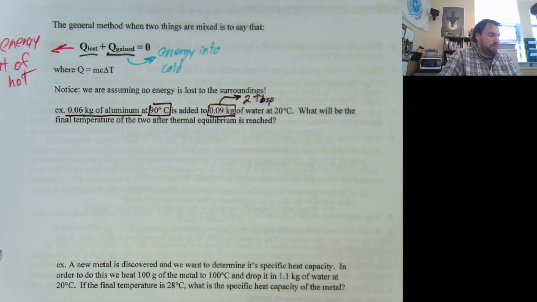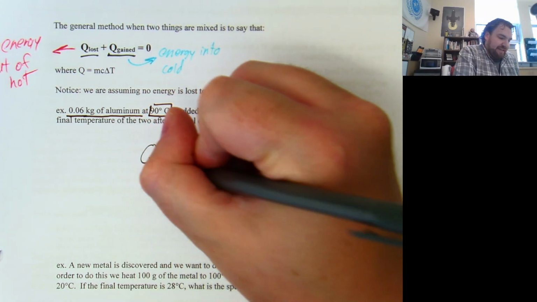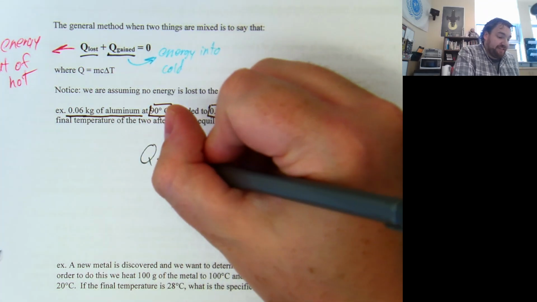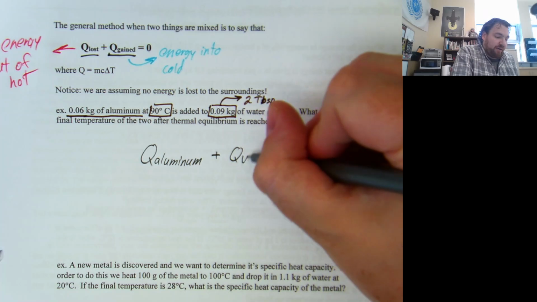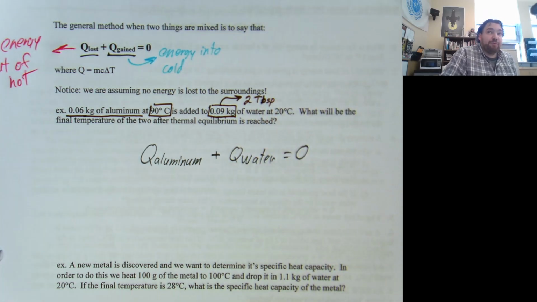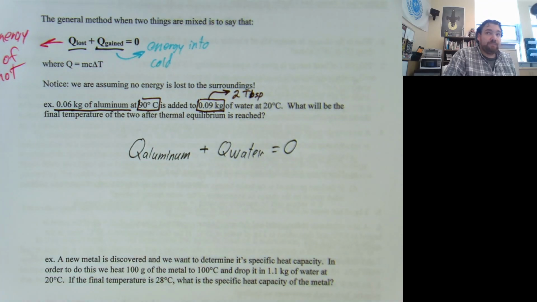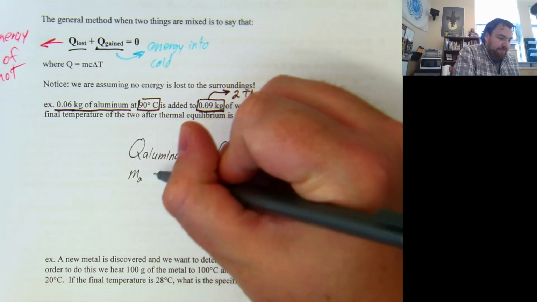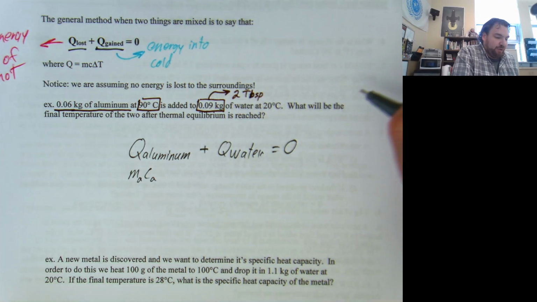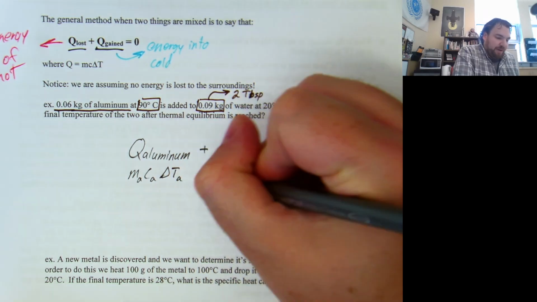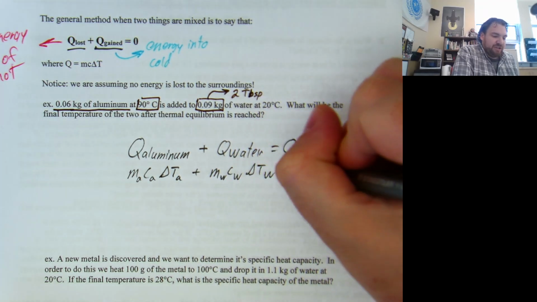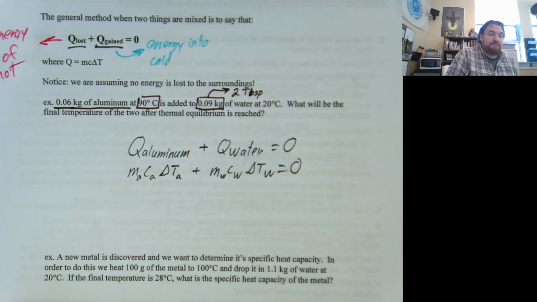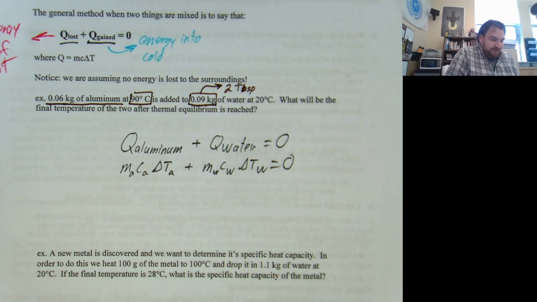Let's figure it out. Well, we know that Q for the hot object, in this case the aluminum, plus the Q for the water has to equal 0. Well, we know Q is equal to mc delta T, so we're going to have the mass of the aluminum times the specific heat capacity of the aluminum times the change in temperature of the aluminum, plus the mass of the water, specific heat capacity of the water, change in temperature of the water. It's going to equal 0. So we can start filling all this stuff in.